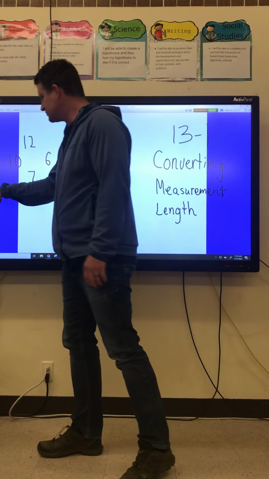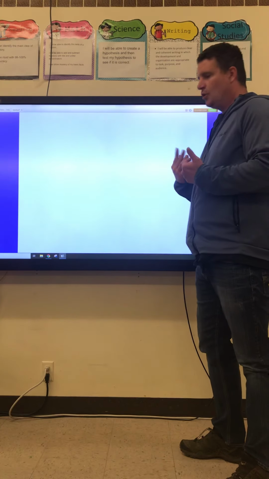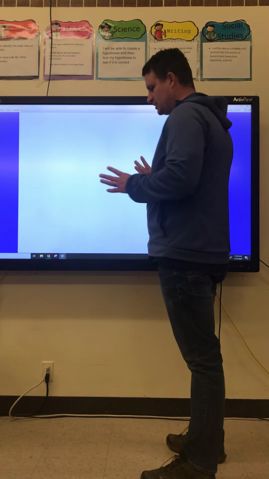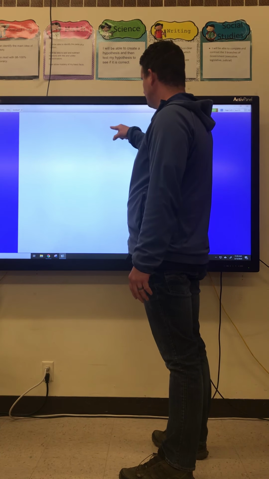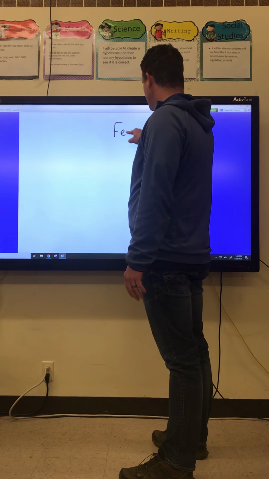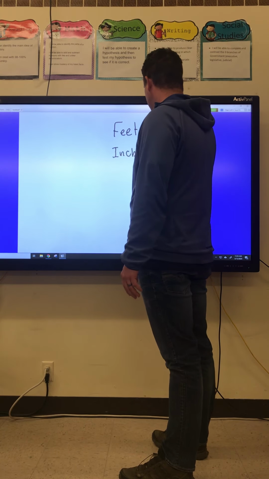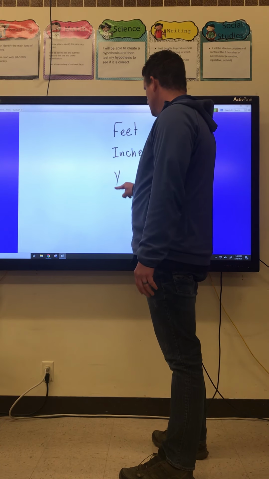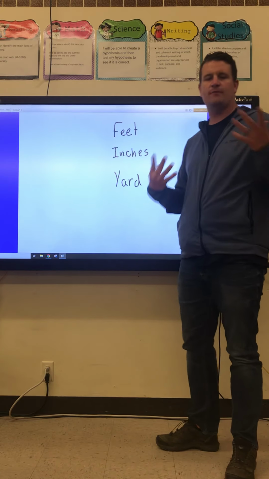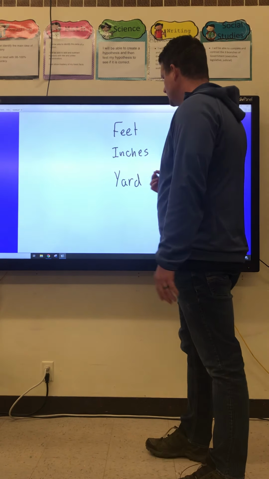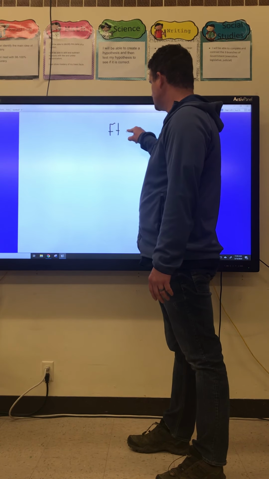Again, as we go and work on conversions of measurements with length, I want to give you guys your basis. This is a good thing maybe to write down and just have it ready for you. So we have feet, inches, and yards. And we're going to go through the quick things you need to know before you can convert. So, we have feet. Feet to inches.